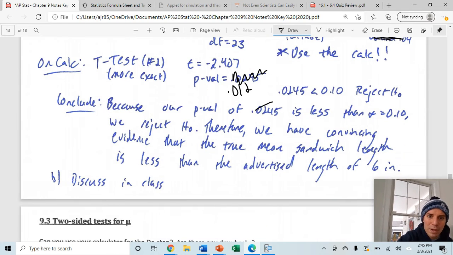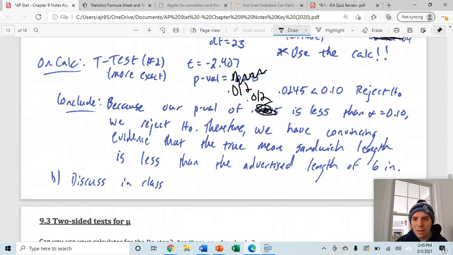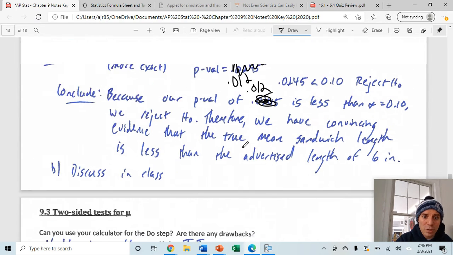So because our p-value of 0.012 is less than the significance level of 0.1, we reject the null hypothesis. Therefore, we have convincing evidence that the true mean sandwich length is less than the advertised length of 6 inches. So that's the process that you want to take.